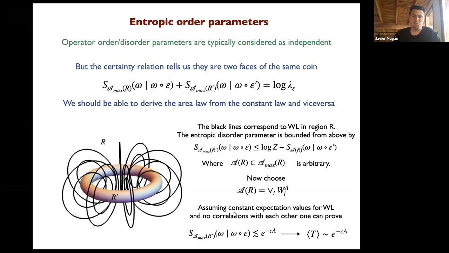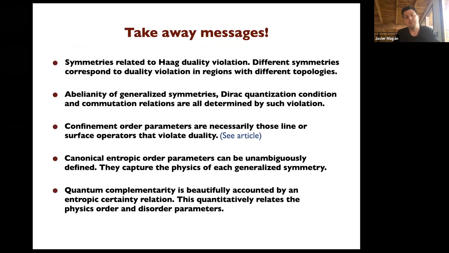Just let me summarize. So we have shown that symmetries are related to duality violation, that different symmetries correspond to duality violation in regions with different topologies. Now, just from this observation, the abelianity of generalized symmetries, the Dirac quantization condition, and the commutation relations between dual ordinary disorder parameters are all determined by such violation.